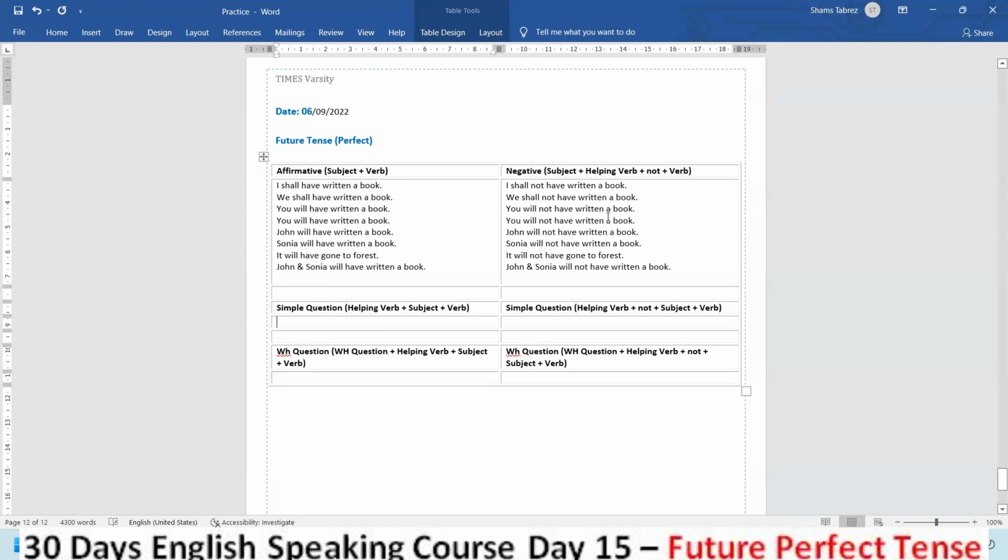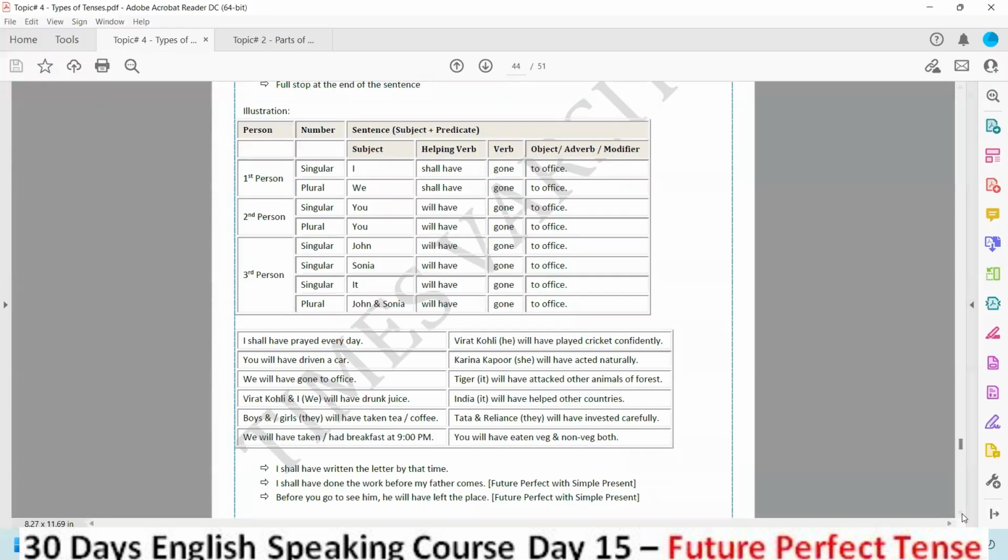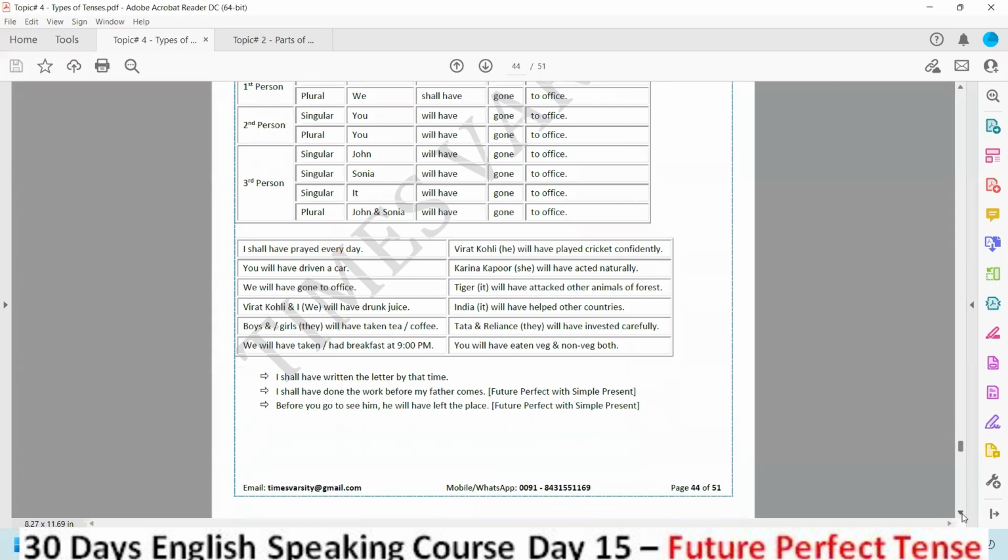Okay, so that is about negative. Now, yes, so we know what negative is. So one sentence, let's say, I shall have written the letter by that time. Please read these three sentences and translate. Musab, it's your turn. I shall have prayed every day.